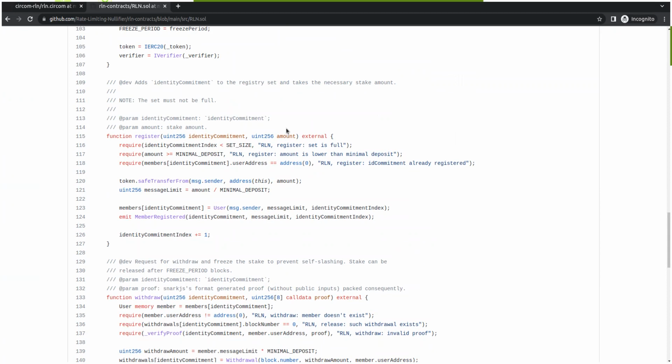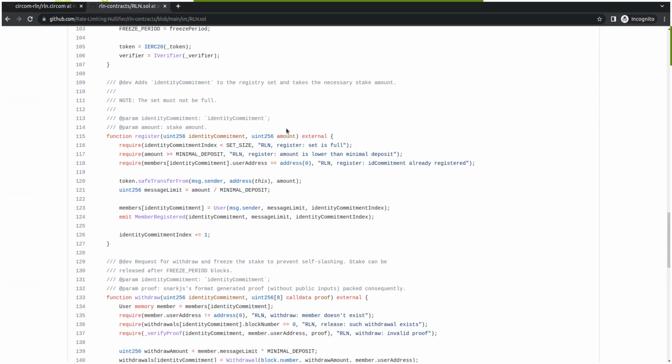First of all, we have two different things: withdrawing and slashing. Slashing, I explained it the previous time, is when you withdraw the stake to a different address, an address that did not register this identity commitment. And withdraw is when you withdraw money to the same account.